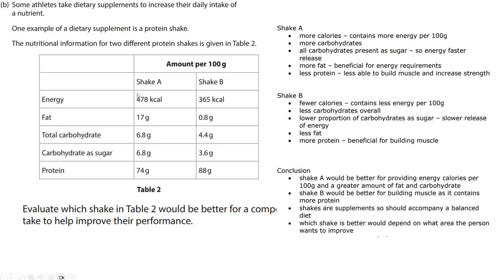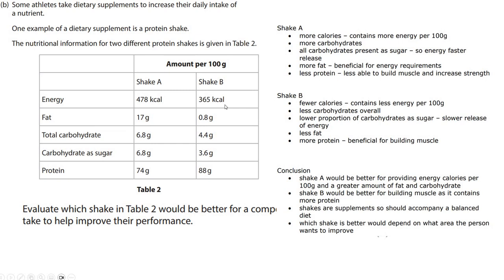So shake A has more calories, so they need to be comparative, these statements. So shake A has more calories or contains more energy per 100 grams. It has more carbohydrates. All the carbohydrates are present as sugar, so the energy is released faster. There is more fat, which is beneficial for long-term energy requirements. However, there is less protein, so they're less able to build muscle and increase strength.